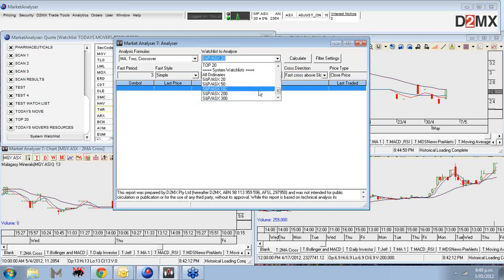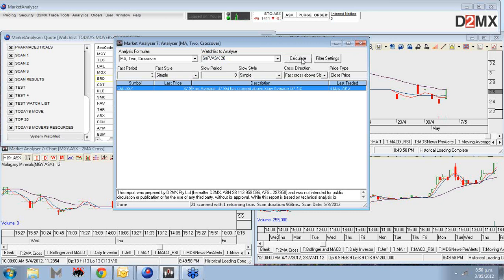We can scan any watch list that we want. Just to keep the scan reasonably short, we'll stick to the top 20 tonight. But we can choose from any of the preloaded ones or even the ones that we've created today. Today's movers, we could then scan with some other criteria to identify trading opportunities. But we'll have a look at the ASX 20 today and we'll calculate those shares that have met the criteria.